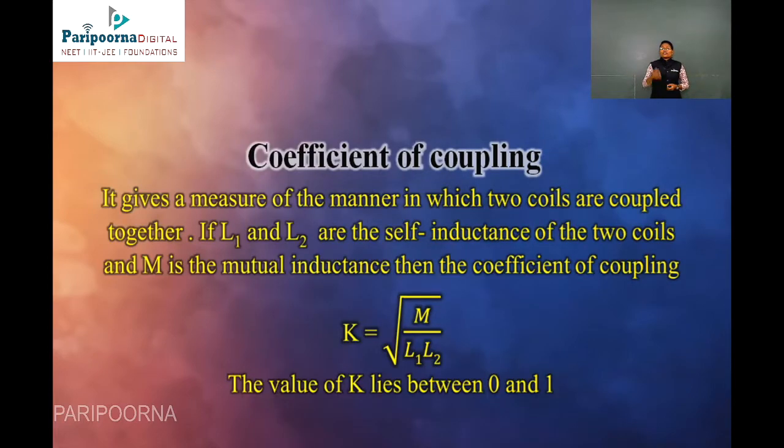And here comes the coefficient of coupling. It gives the measure of the manner in which two coils are coupled together. If L1 and L2 are the self-inductances of the two coils and M is the mutual inductance of the coils, then the coefficient of coupling K is equal to the root of M divided by L1 into L2, or K = M/√(L1 L2). The value of K lies between 0 and 1. So, this is about the coefficient of coupling.